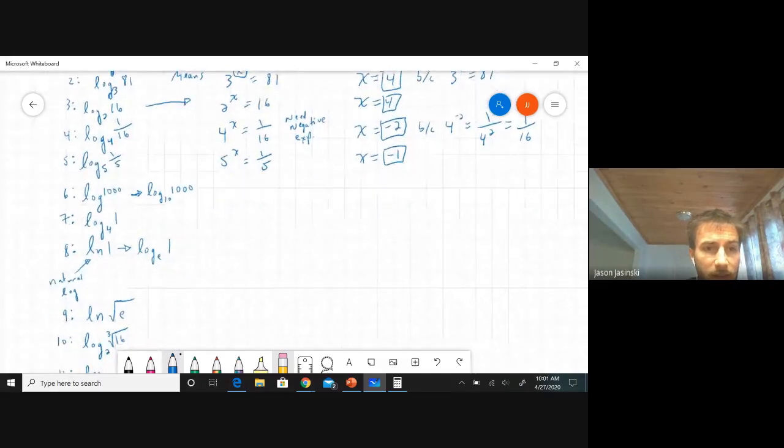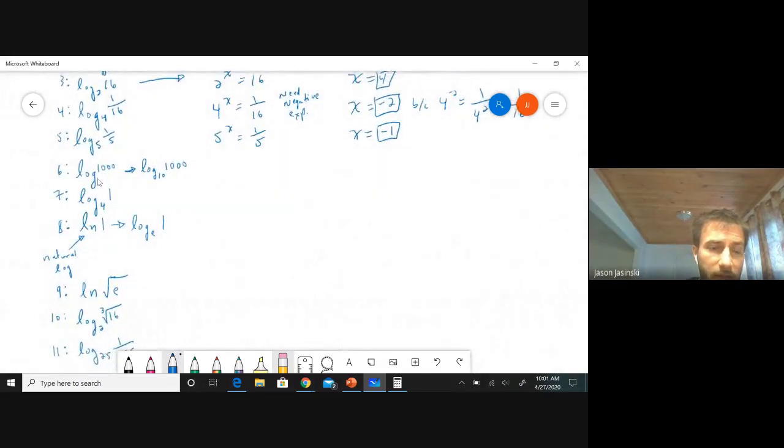Now, example 6 is a little different. What if the base or subscript is not written? Okay. Log is understood to be base 10. That's what it means. So if it's not written, it's base 10. So 10 to what power is equal to 1,000? So that implies x equals 3, because 10 cubed is 1,000.